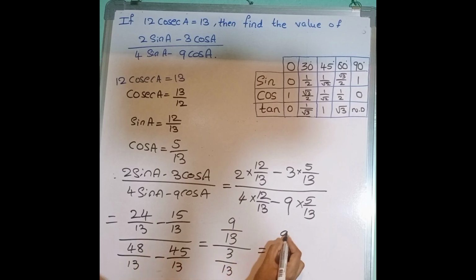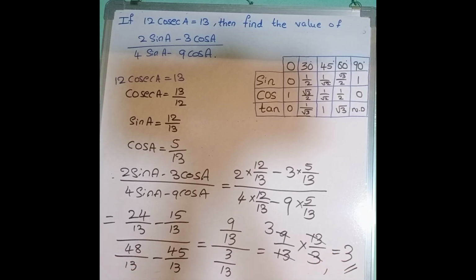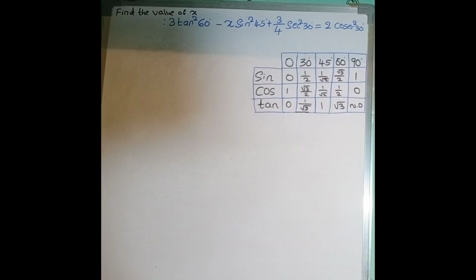In the next step, 9 divided by 13 is written as it is. 3 divided by 13 becomes 13 divided by 3. The 13s are cancelled. 3 1s are 3, 3 3s are 9. That means the answer is 3. Understand, students? Next, find the value of x.